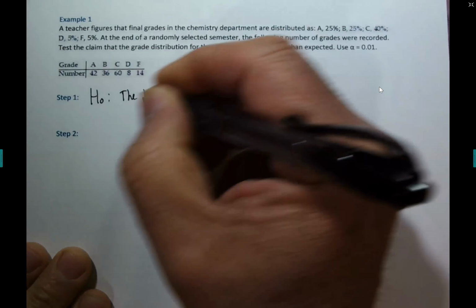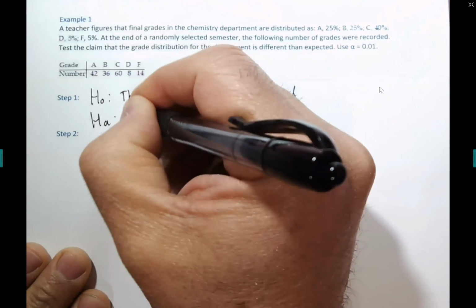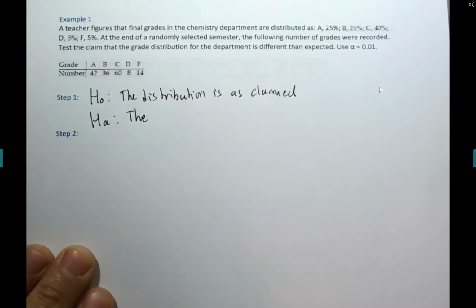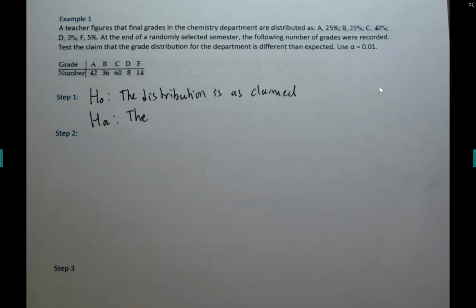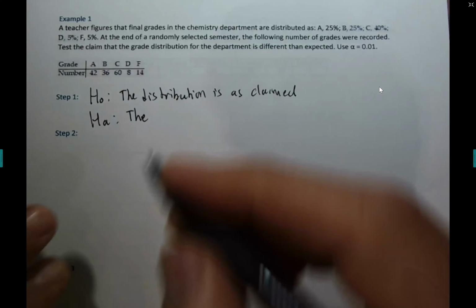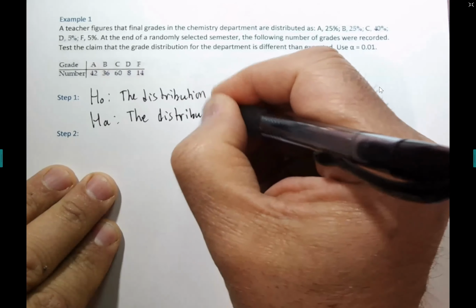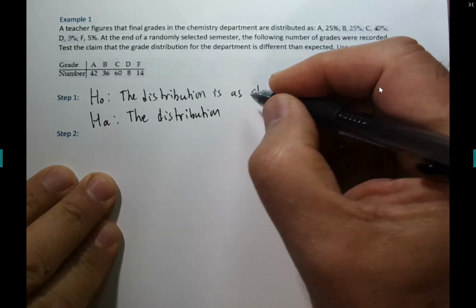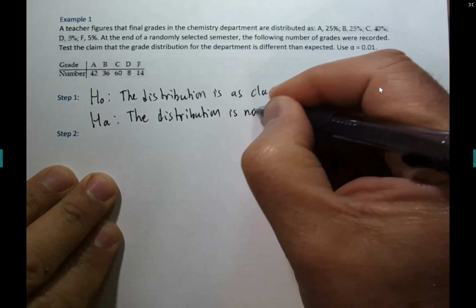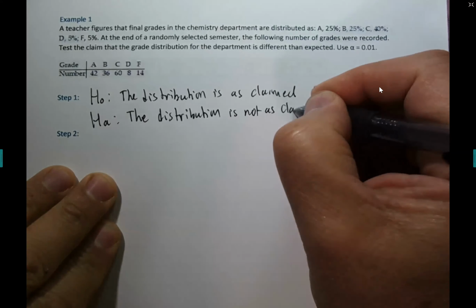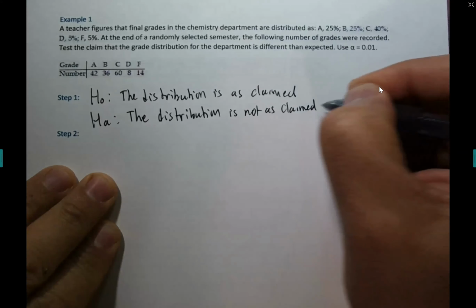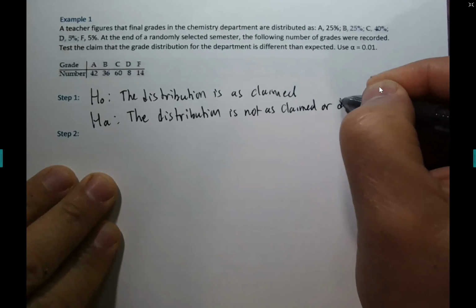Can you guys guess what HA is going to be? What's the opposite? Is not as claimed, or is different than expected. Now, distribution of what here? It's grades, but I'm just writing the generic statement. Is not as claimed, or has changed.